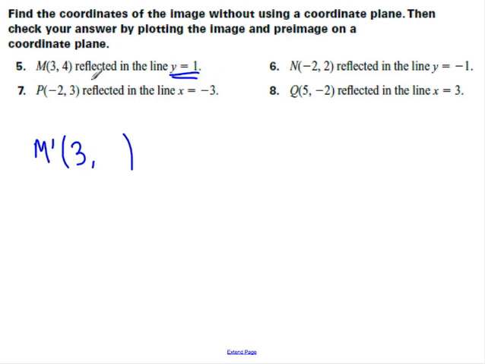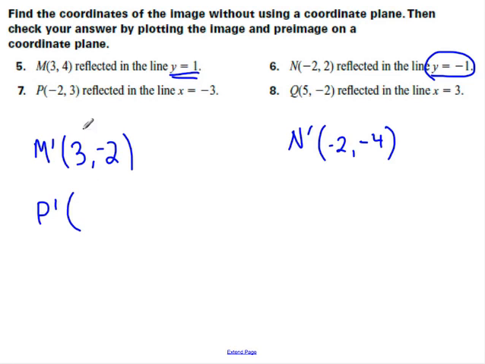So this is 3. Since this is 1, we say how far is it from 4 to 1? Well, I have to subtract 3. So once I'm there, I have subtracted 3. I'll subtract 3 more to get to -2, and that'll be my point. Very similarly with N prime, since it's the line y equals -1, our x stays the same. How do you get from 2 to -1? Well, that's subtracting 3, so we'll subtract 3 more. This will give us -4.